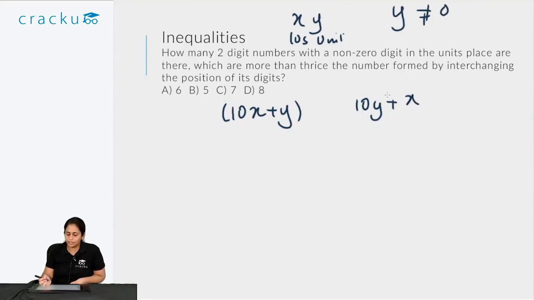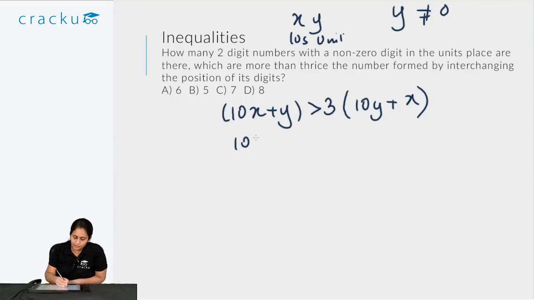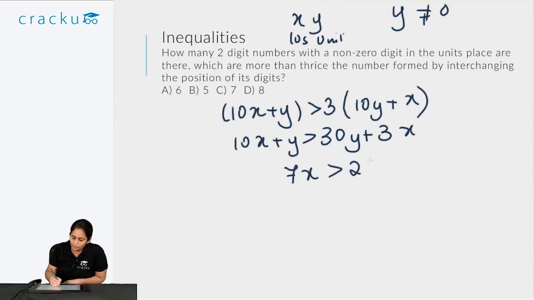So how many 2-digit numbers with a non-zero digit in the units place are there which are more than thrice the number formed by interchanging the position of its digits? So I am saying that this number is more than thrice of this value. If I solve, I get 10x plus y is greater than 30y plus 3x. So 7x is greater than 29y. Now consider the possible values of y and x such that 7x will be greater than 29y.